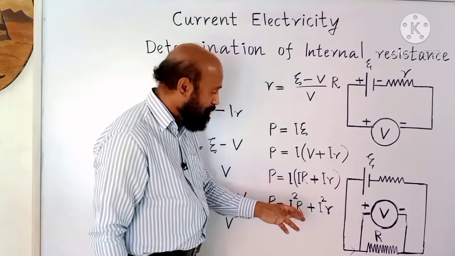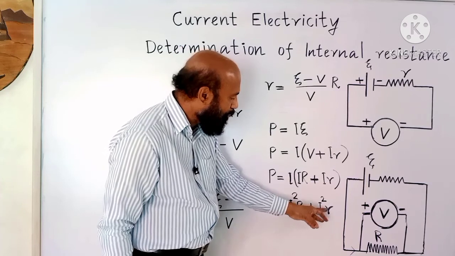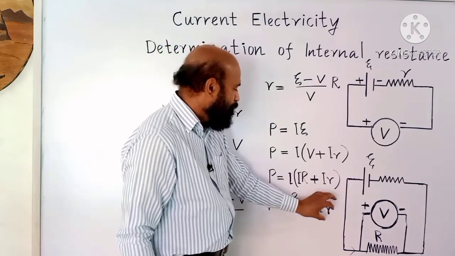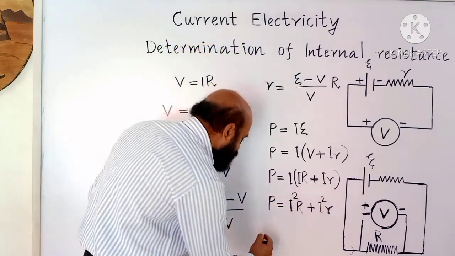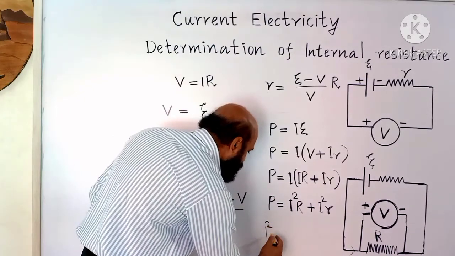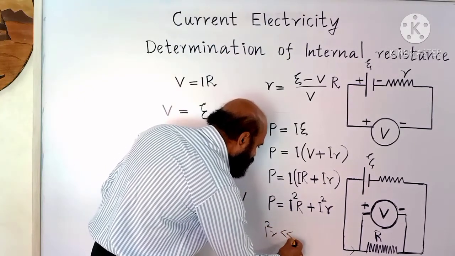So for a good battery, I squared r will be very much lesser than I squared R.